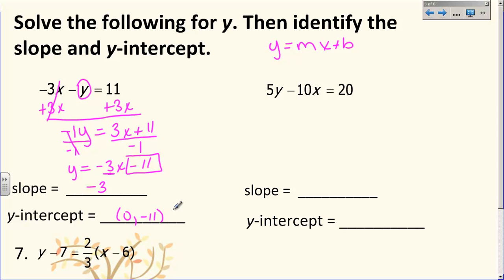So let's do the next one. Let's do the same thing. We want to get this y right here by itself. So first thing I'm going to do is get rid of this x term, so I'm going to add 10x to both sides.